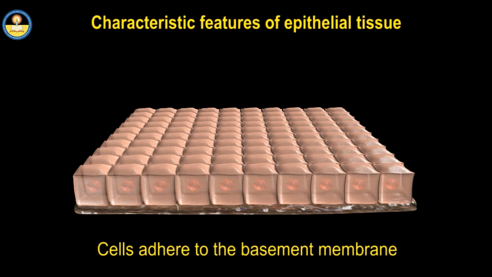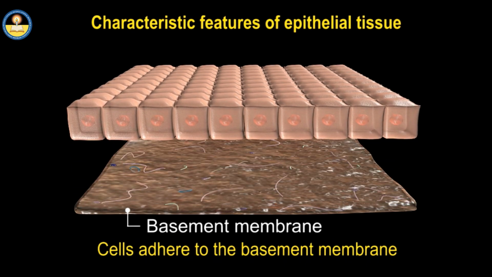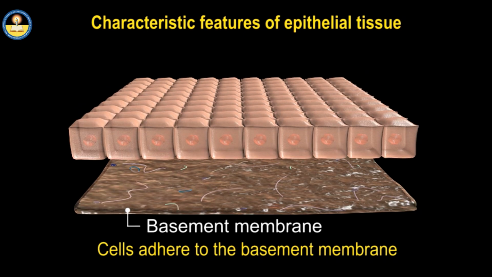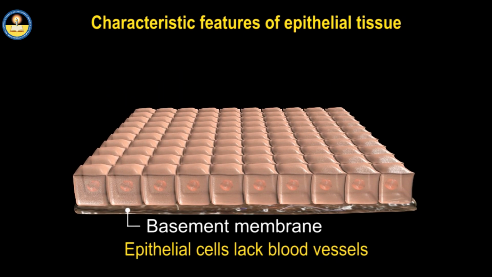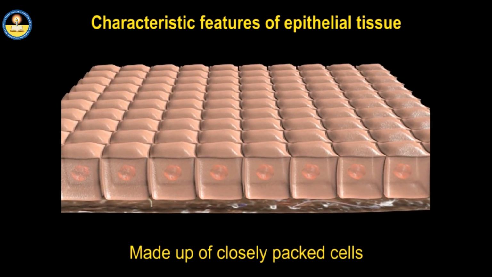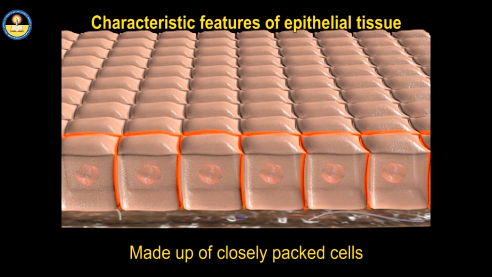The cells of epithelial tissue lie on a sticky membrane known as the basement membrane. The basement membrane provides structural support for the epithelium and also binds it to neighboring structures. The epithelial cells lack blood vessels, but they get food and oxygen through the basement membrane. The cells remain closely packed.